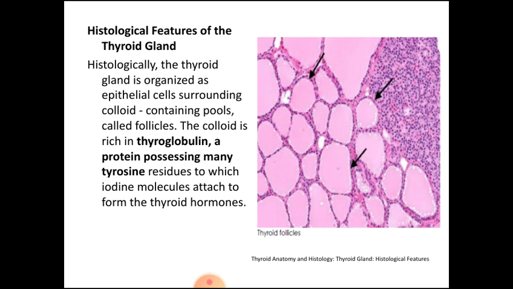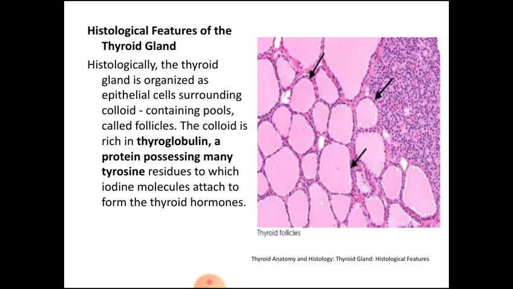Histologically, the thyroid gland is organized as epithelial cells surrounding colloid-containing balls called follicles. The colloid is rich in thyroglobulin, a protein possessing many tyrosine residues to which iodine molecules attach to form the thyroid hormone. Here in the right picture is a slide of a section of thyroid gland, which is stained by iodine and hematoxylin.